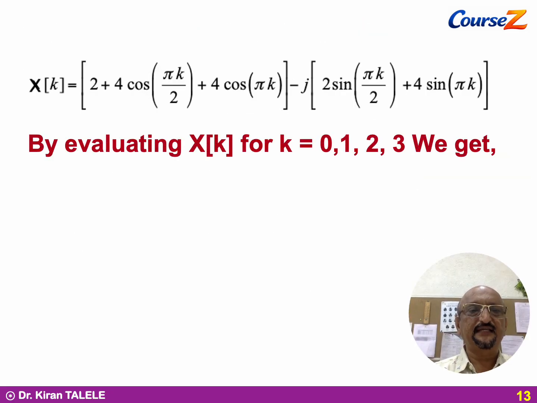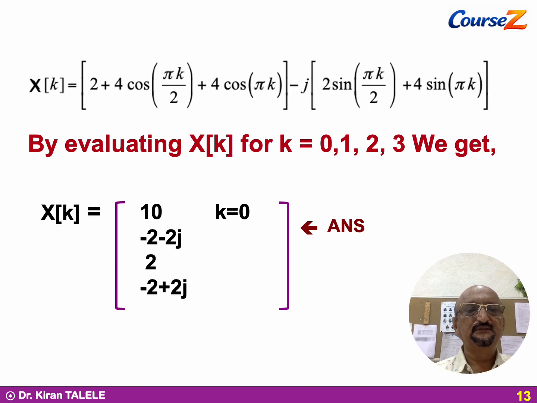So to start with k equal to 0, you will get x of 0. By solving this, you will get 10. Put k equal to 1. By solving this, you will get minus 2j, and so on. We have to evaluate this equation for every value of k.